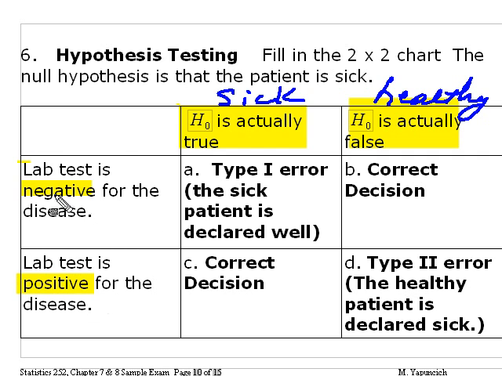Now if it comes back negative for a sick patient, you've made a type 1 error. The sick patient was declared well when indeed they were not. But if the test came back negative and the person was healthy, that would be the correct decision. Now for a positive test, if the test is positive and the person is sick, that would be a correct decision. But if the test is positive and the person was not sick with that disease, that would be a type 2 error. In a type 2 error, the healthy patient is declared sick.